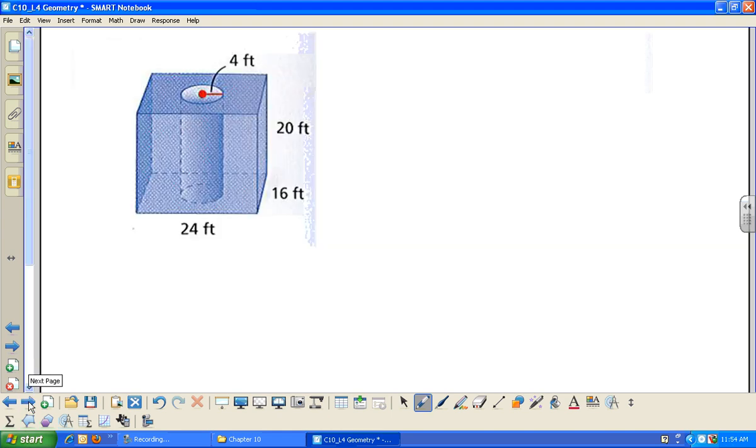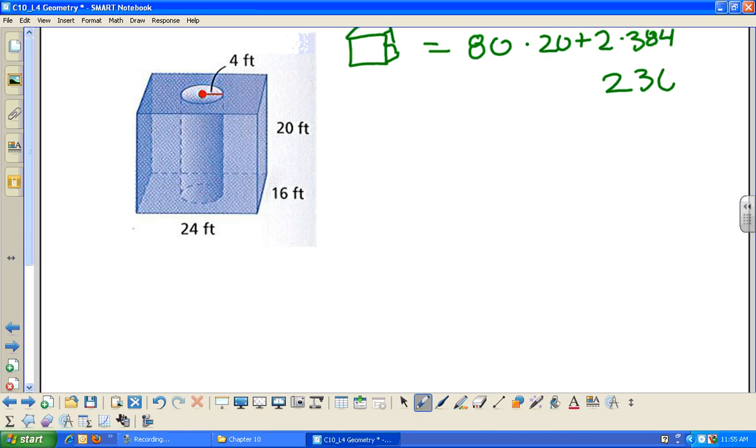Now you could also have figures like this. This is a rectangular prism with basically a cylinder taken out of the prism. So I'm first going to find the surface area of the prism, which would be equal to 80 times 20 plus 2 times 384. 80 times 20 is my perimeter times my height. 2 times 384, 384 is the area of one base. So the area of my rectangular prism is 2,368.